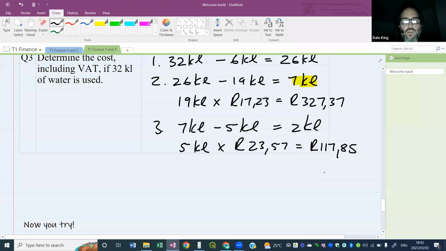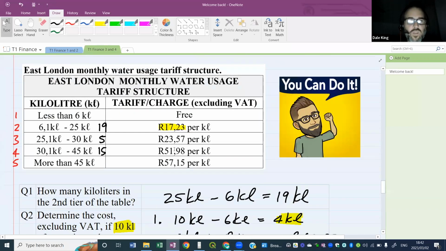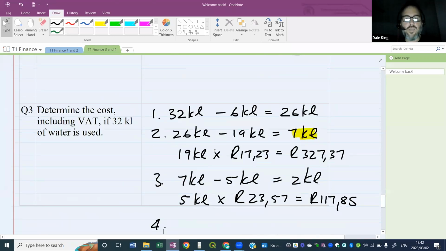All right, we're not done yet though. We still got some water left. The first tier was free water. The second tier we charged at 17 Rand 23. The third tier we charged at 23 Rand 57. We've got even more water, and the municipality is penalizing us now because we've used a lot of water. So this fourth tier rate should be high. If we look at the fourth tier rate there, it's 51 Rand 98 per kiloliter. The municipality is like, listen, you're using way too much water now. We don't mind if you're using like 25 kiloliters or a little bit more, but this is a lot. So they're going to charge you every kiloliter in this tier at 51 Rand 98. They're making it very expensive now.